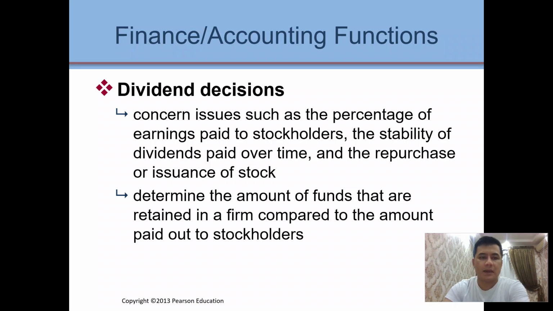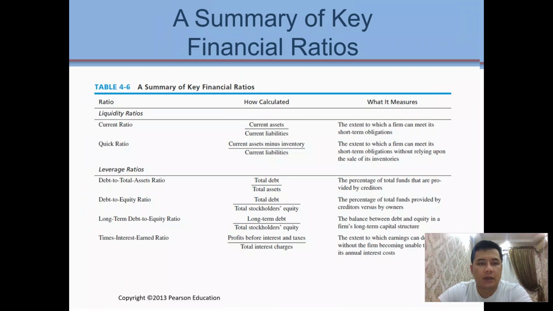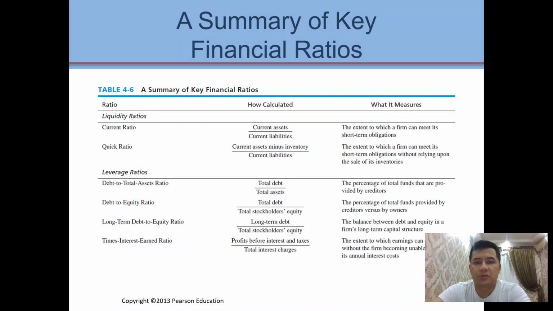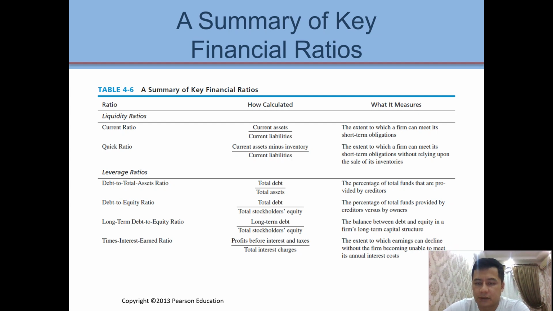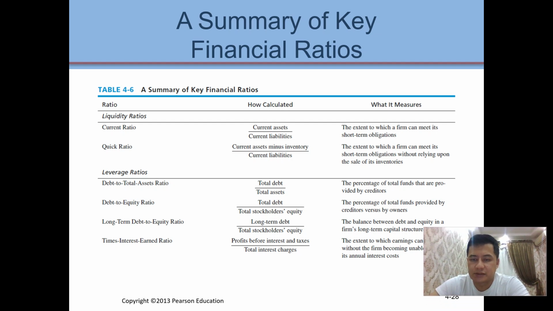So let's continue our lecture 3, and we covered dividend decision in the last lecture. In here you can see the summary of key financial ratios: the liquidity ratios and leverage ratios, how each ratio is calculated, and what it measures. I will explain each of them so you can understand better.